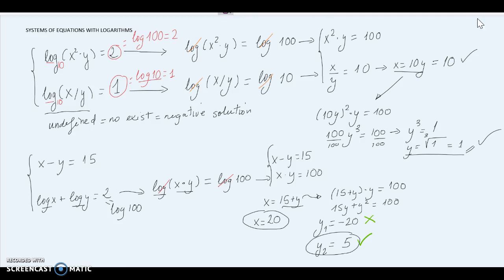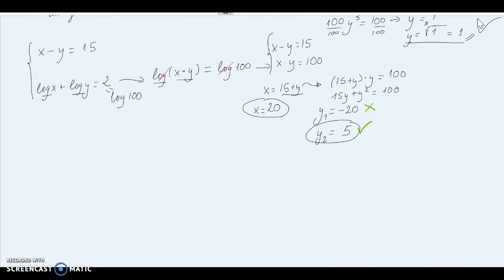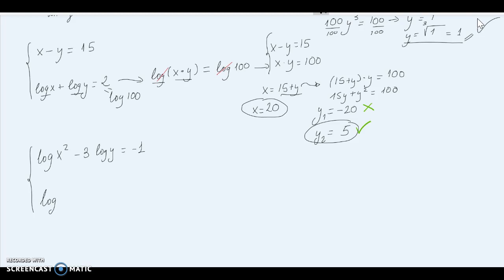So let's see the last system with logarithms. So I'm going to write log of x squared minus 3 log of y equals minus 1. Log of x times y squared, close brackets, equals 3. Well, in this system, I have two new equations with logarithms. So I'm going to use another method to find the solution to this system.